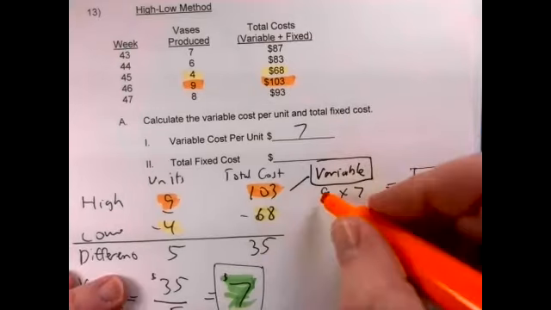Okay, they told us that the selling price was $15. So again, we don't know how many units yet, so we'll have X equals our units. Each unit sells for 15. Our variable cost is 7, and our fixed cost is 40. And at break even, our income is 0.